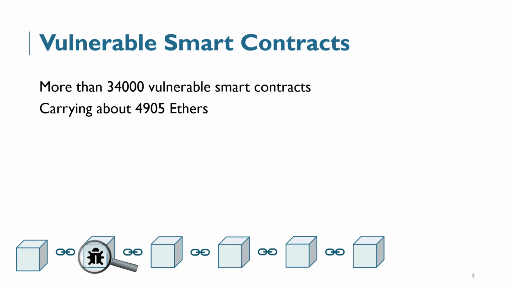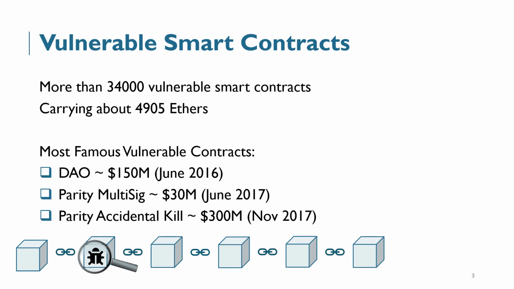Unfortunately, there are more than 34,000 vulnerable smart contracts on the Ethereum blockchain, carrying a bit less than 5,000 Ethers. As an example of famous vulnerable smart contracts, we can mention the DAO attack, which resulted in a loss of $150 million, or the Parity 2 famous bugs, the multisig and accidental kill bugs, which have cost 30 and 300 million dollars respectively.